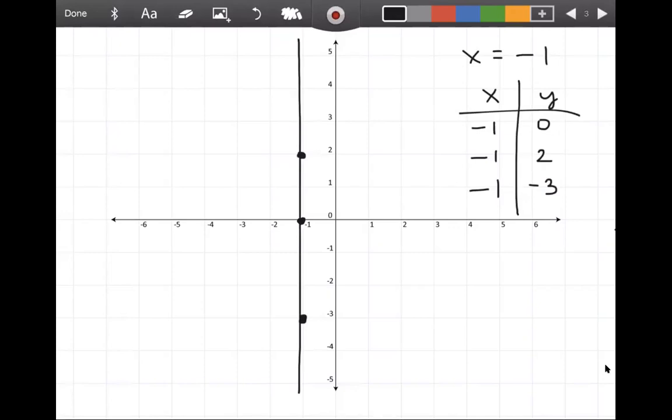Okay, so a little piece of information to keep on the back burner there: x equals -1 made the graph of a vertical line. And we'll talk more about that in a future section. Let's go back to the presentation.